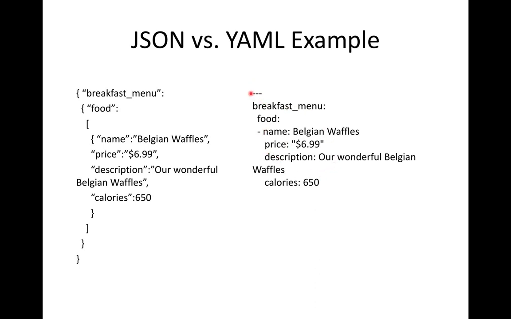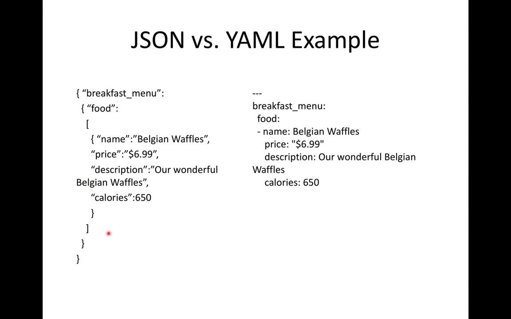YAML data begins with 3 dashes, and then we have a key called breakfast menu, and that key is associated with 2 objects, one which is food, the other is waffles. The food key is associated with an array, and the array contains basically one object, which is Belgian waffles. It has a price and it has a description. And the same thing is being described on the left-hand side with the JSON object.